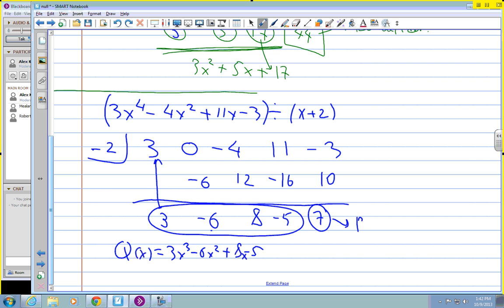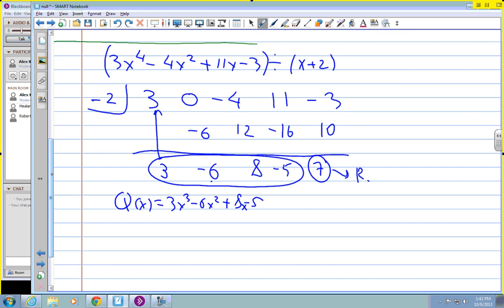7 is the remainder. Basically, what that means is that my original polynomial, 3x to the 4th minus 4x squared plus 11x minus 3, can be written as x plus 2 times the quotient, so it's 3x cubed minus 6x squared plus 8x minus 5, plus 7. Right, so it's the divisor times the quotient plus the remainder. Sure, it could be negative, so it would be like minus 7. Remainder could be 0. Remainder could be any real number, depending on the problem.